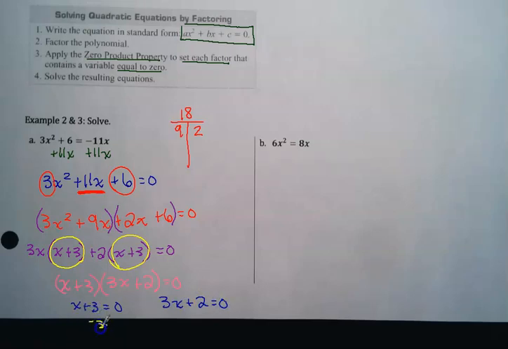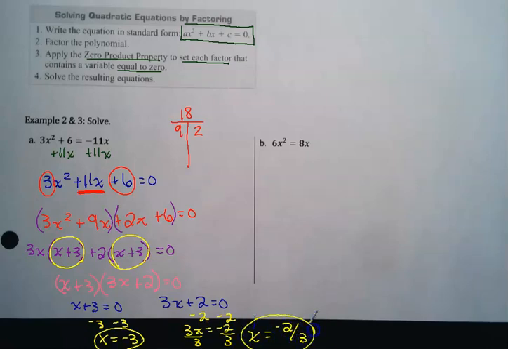I would subtract 3 and get x equals -3 for one option. Subtract 2 on both sides. So then I have 3x equals -2. Divide by 3. So we get x is equal to -2/3 for my other solution. So my solutions are -3 right here and -2/3. Awesome. Okay, let's look at B.